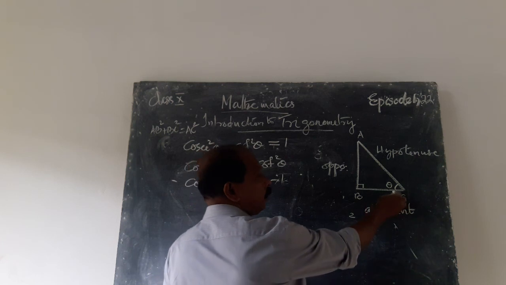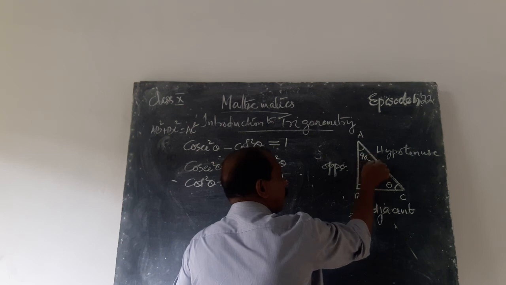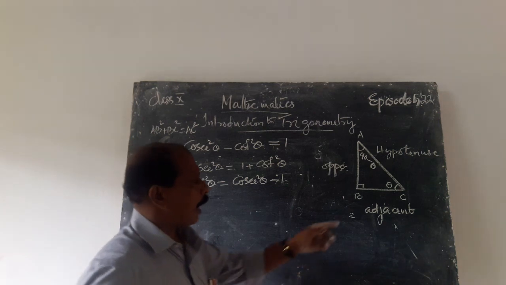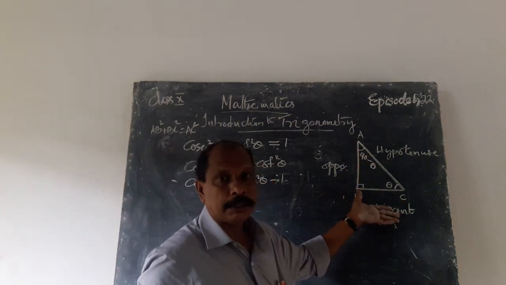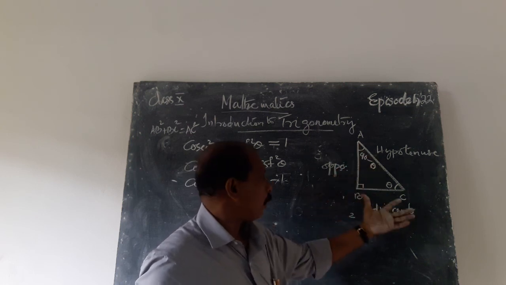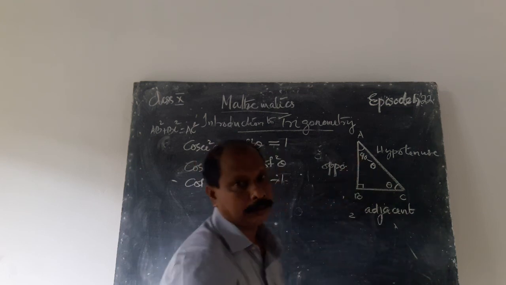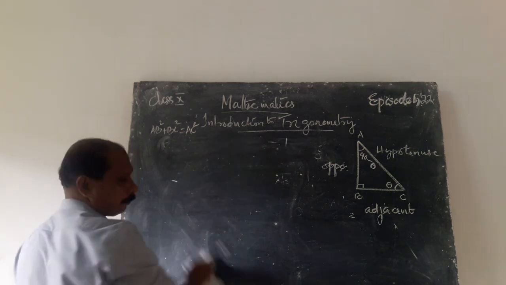The angle at C is theta. Therefore, angle at A is 90 minus theta. Therefore, the angle at C is theta, AB is opposite, BC is adjacent. Angle at A is 90 minus theta, BC is opposite, and AB is adjacent side. And the hypotenuse is the same.